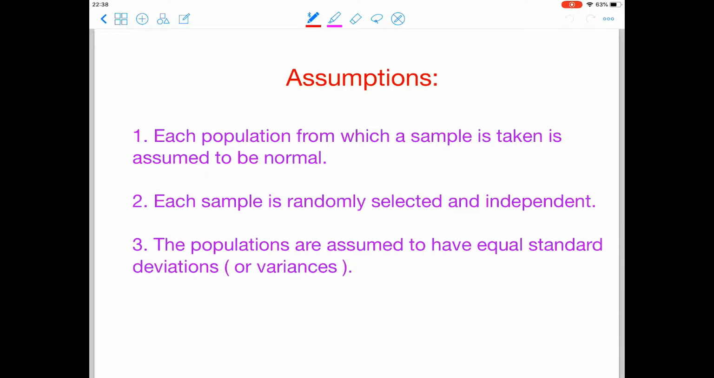And when calculating the ANOVA table, we also get three assumptions. First of all, each population from which a sample is taken is assumed to be normal. Second, each sample is randomly selected and independent. Third, the populations are assumed to have equal standard deviation, or we call variance also.